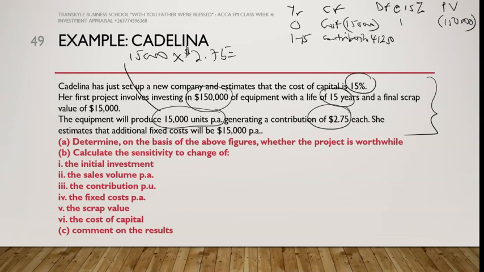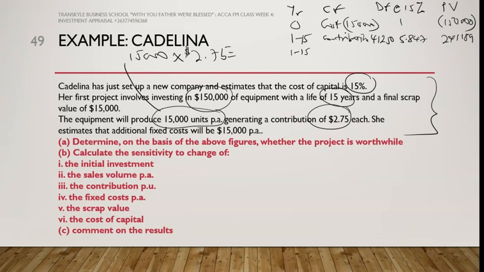Okay, that is going to be our discount factor. So the annuity factor for 15 years is going to be from the annuity tables, that's 5.847. Annuity factor 15 years at 15%, that's 5.847. If you multiply that annuity factor by 41,250, we are going to get 241,189.